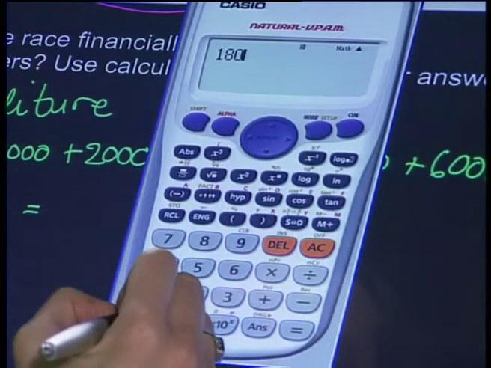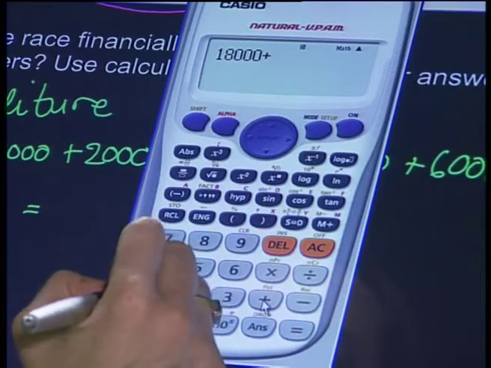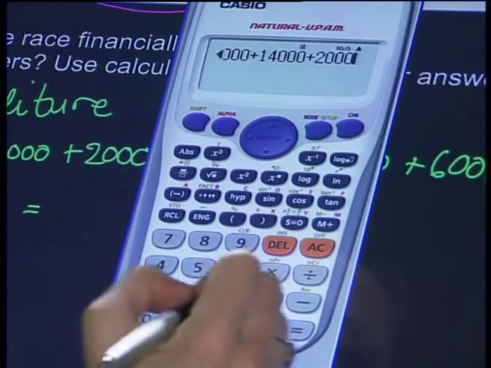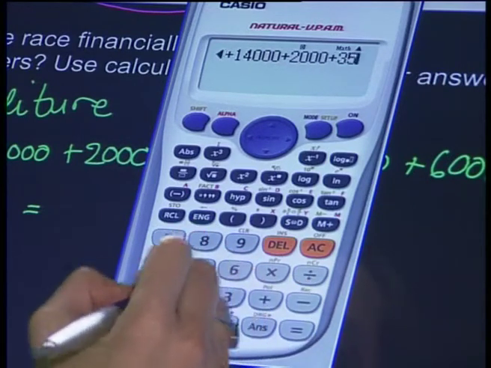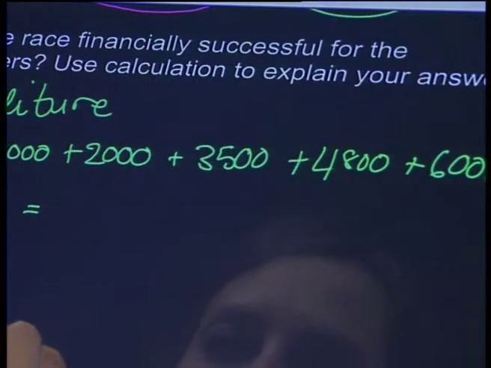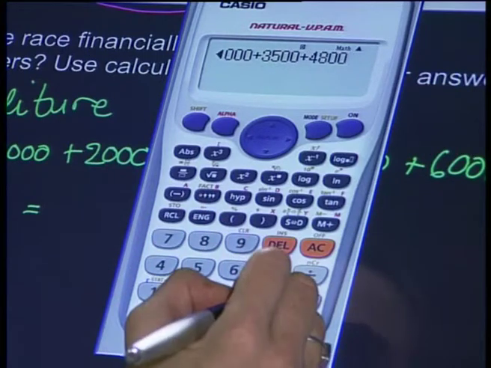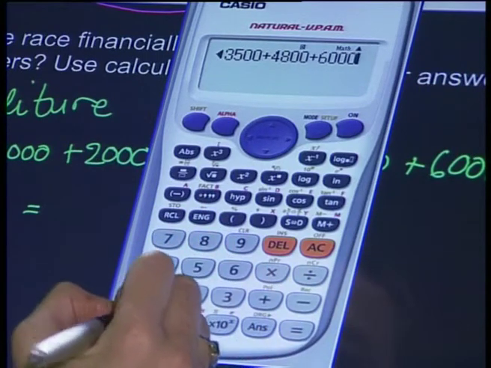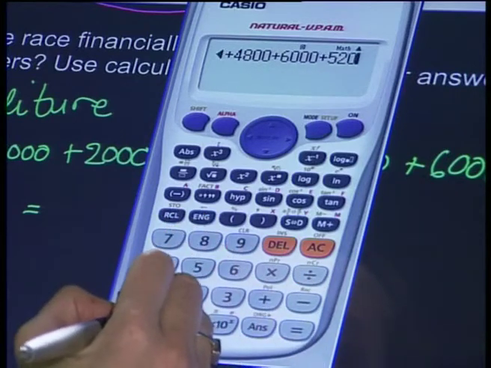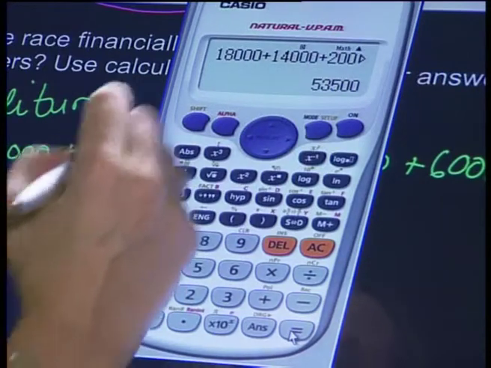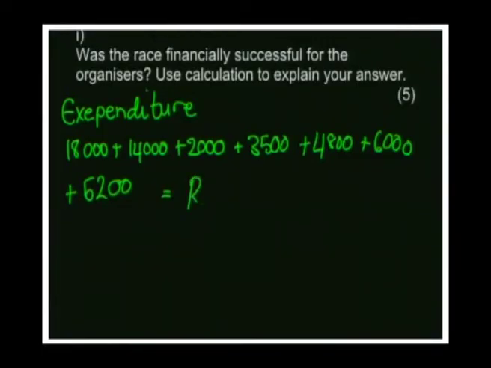We have 18,000 plus 14,000 plus 2,000 plus 3,500. Let's make sure I got that right. And 4,800 plus 6,000 plus 5,200. And at the end of the day, we get 53,500. And that is our expenditure.